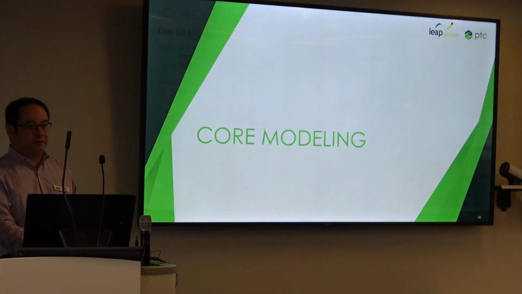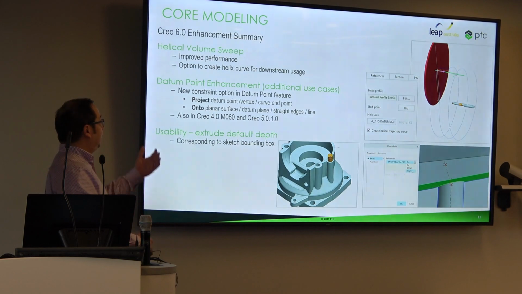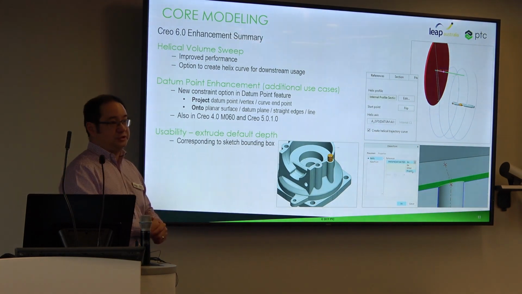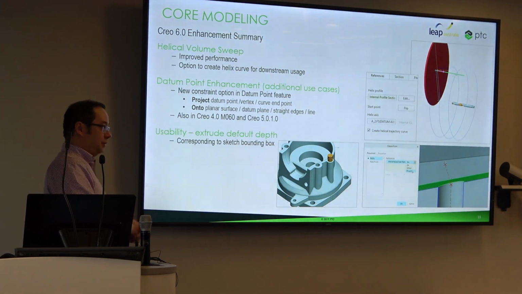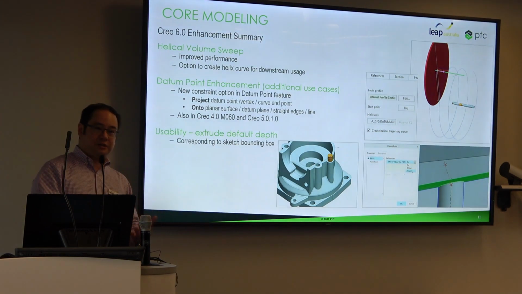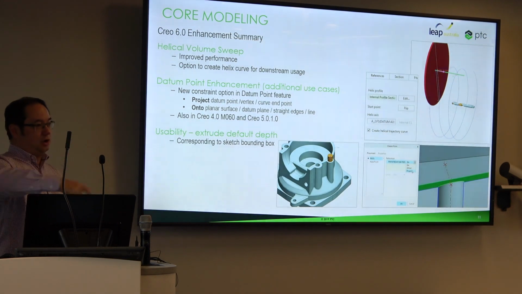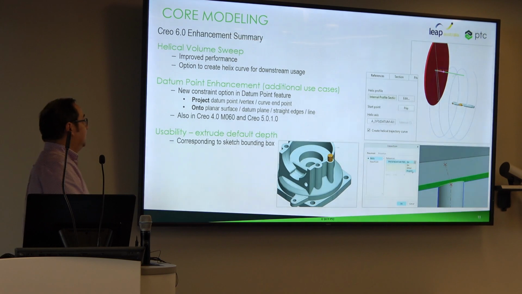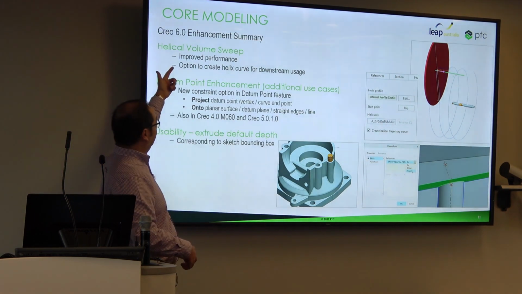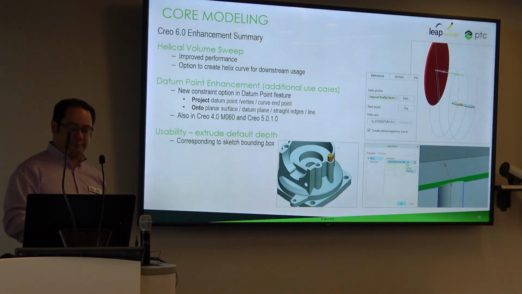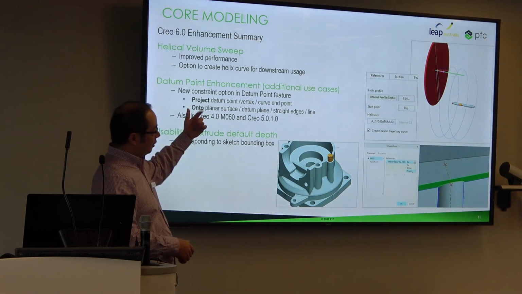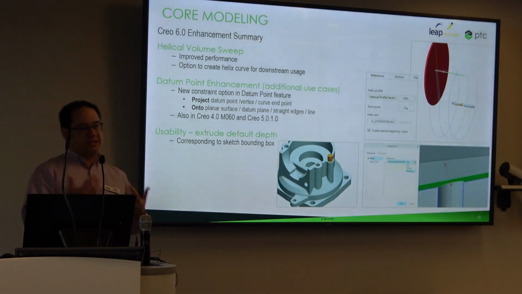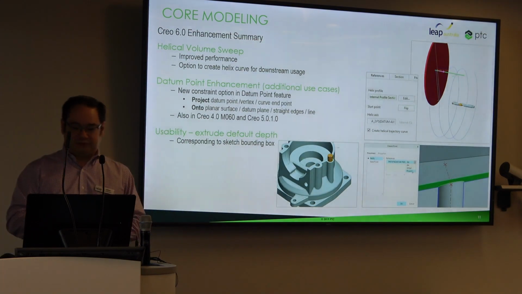On the core modeling side of things, the helical volume sweep, which was introduced back in Creo 5, is probably the most numerically complex feature you can build in Creo. So you're basically simulating running a tool along a helical path to grind out a flute or something like that. So a bunch of back-end performance improvements. You'll see a lot of that through my presentations this morning. Also the option to build a curve from that helical path, so you can use that downstream in NC or help you drive your tool path.